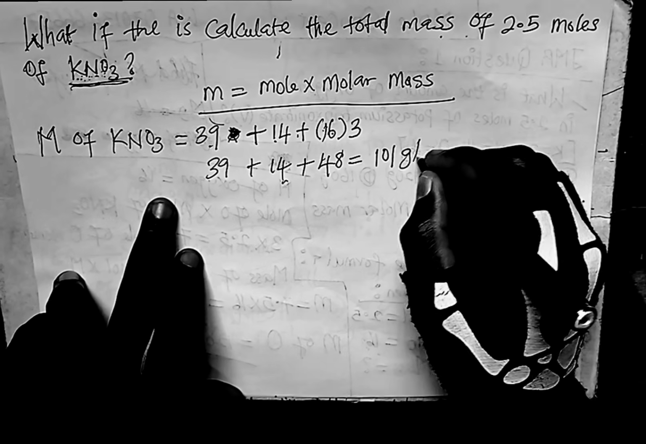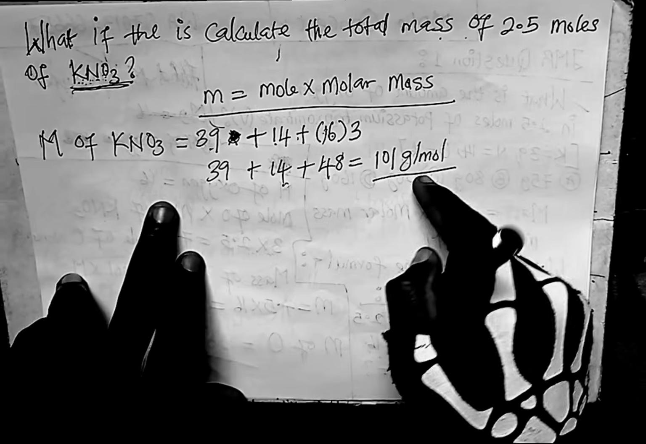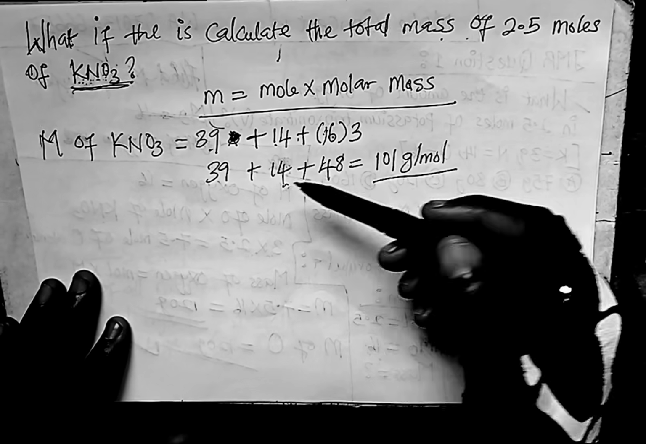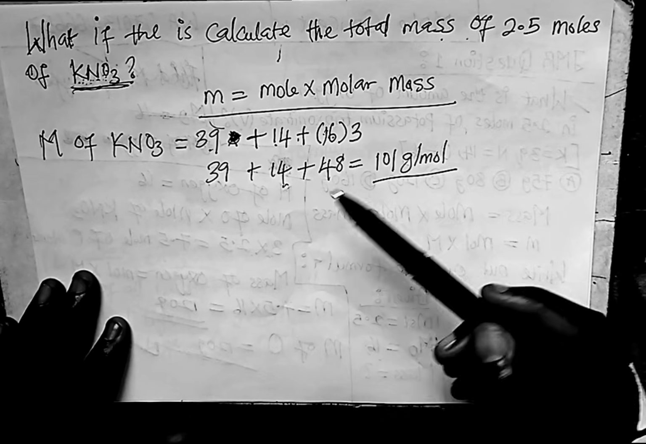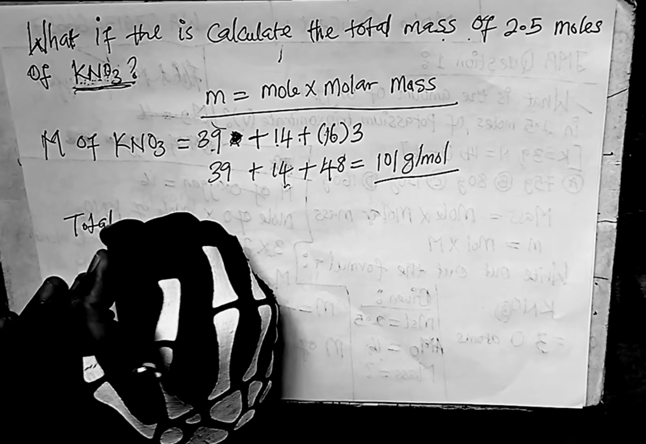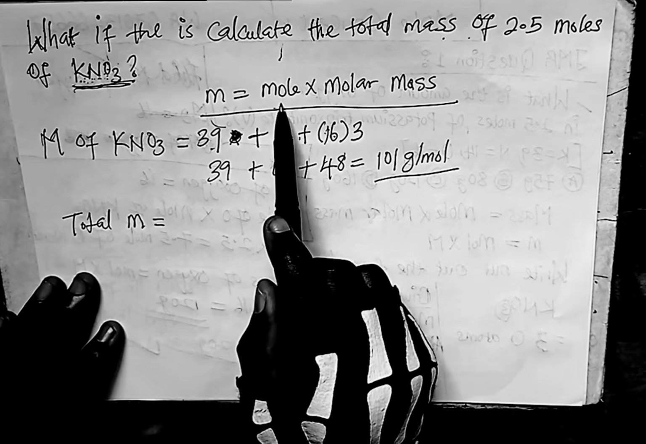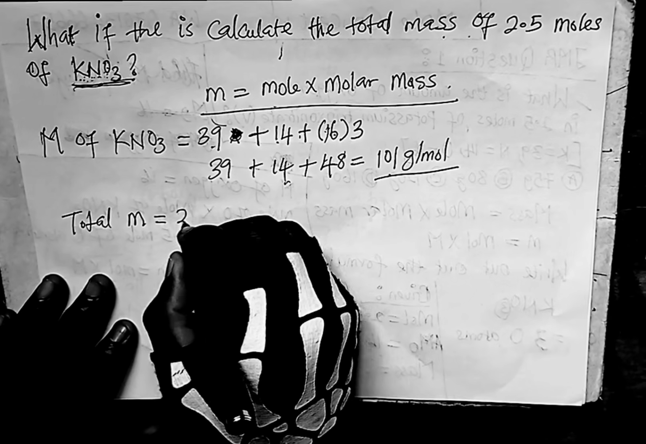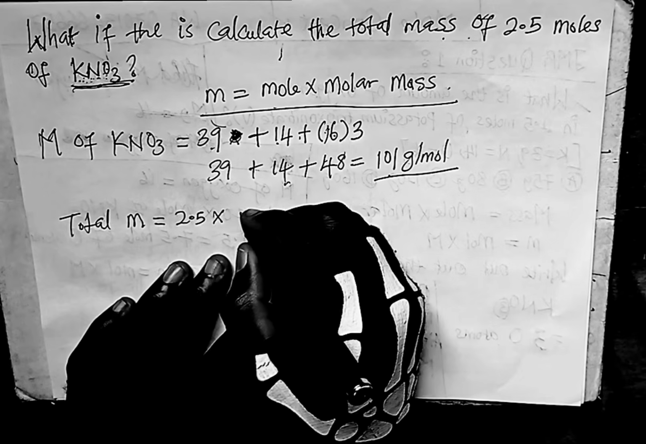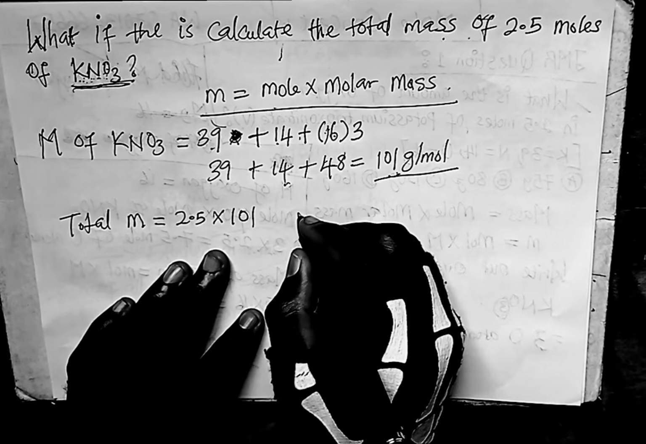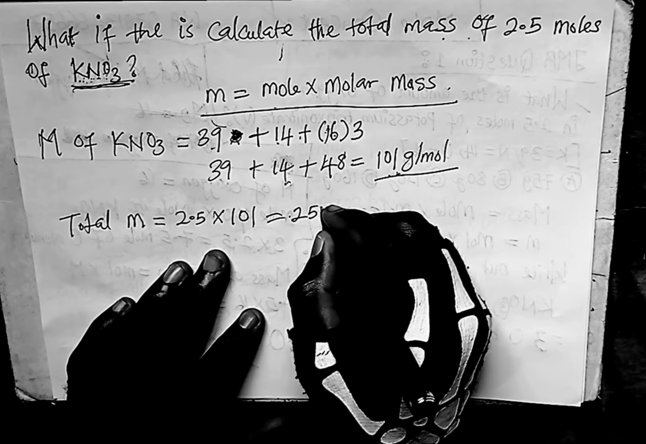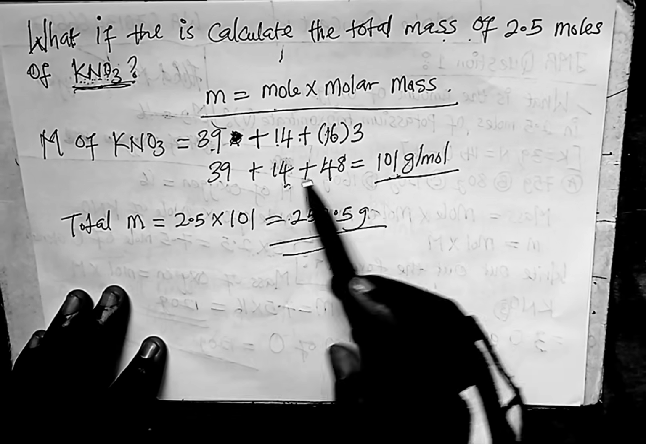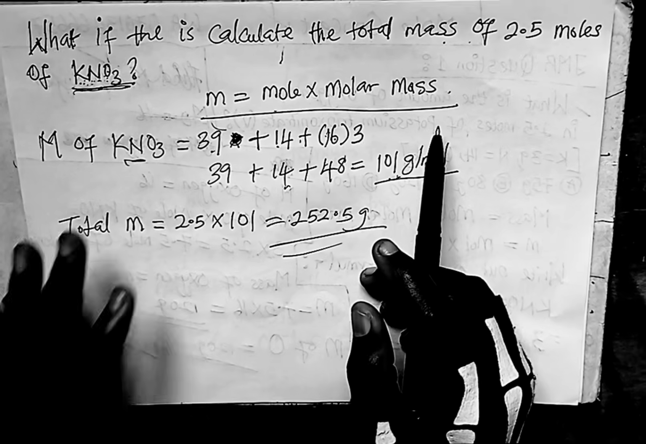What's the unit of molar mass? Gram per mole. So this is the molar mass of potassium trioxonitrate(V). Since we've gotten the molar mass, we calculate the mass of 2.5 moles of it. Total mass is equal to mole times molar mass. The mole is 2.5, so we have 2.5 times 101, the total molar mass. This gives us the total mass of 2.5 moles of potassium trioxonitrate(V). Let's move over to the next topic.